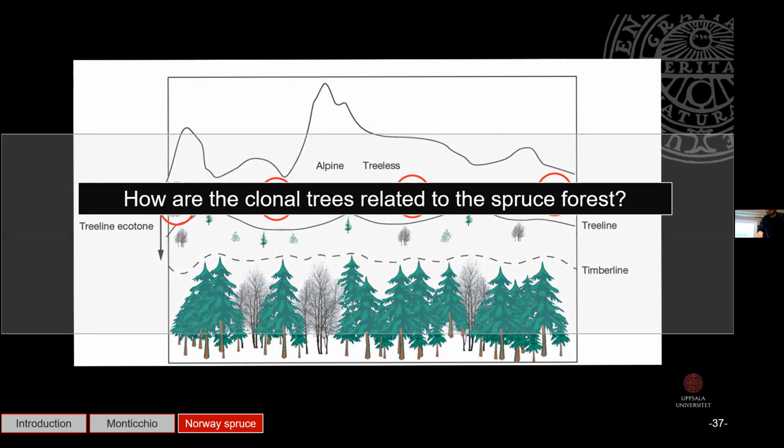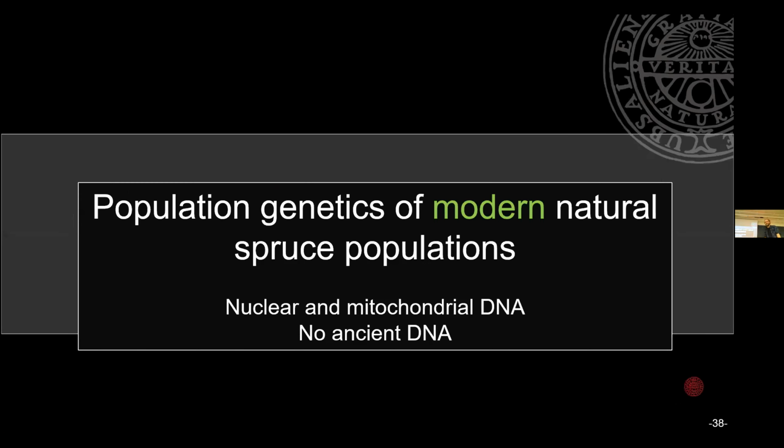And after that, we extracted DNA from this and looked at the genetics. The idea was to see how the clonal trees in the forest are related, how the clonal trees above the tree line are related to the trees in the tree line. So this is based on modern population genetics. This is not based on sediments. This is individual trees that we're talking about here and a population of modern individuals. So there was no ancient DNA involved in this part of the study.